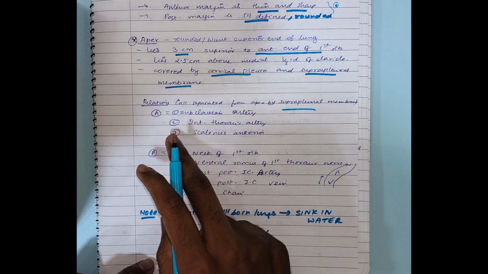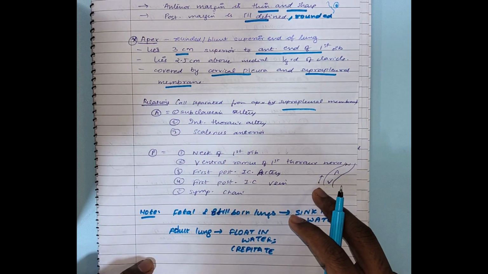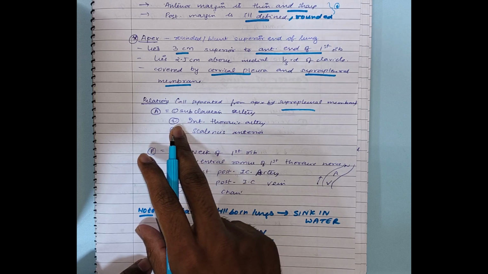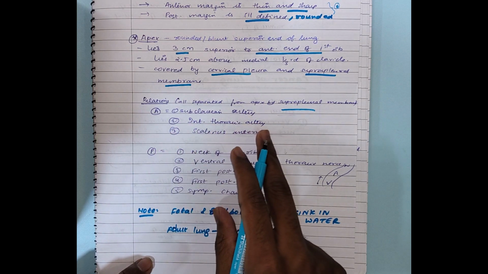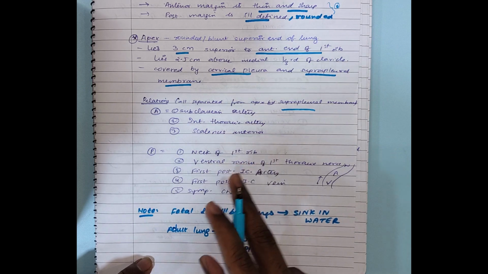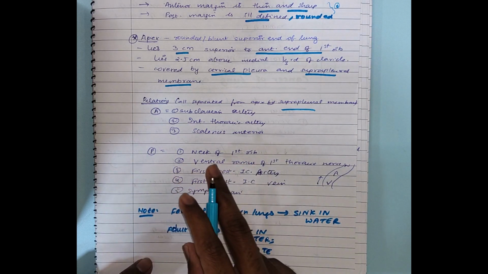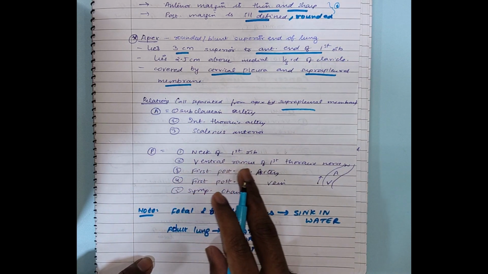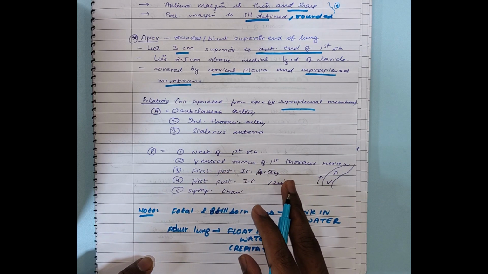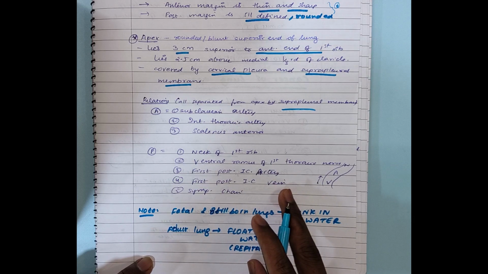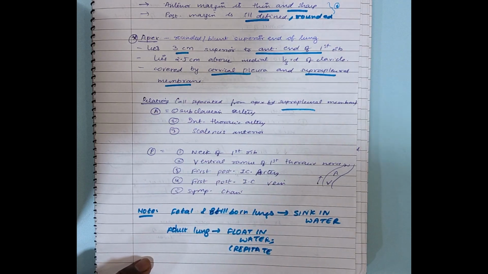Now if we talk about the relations of the anterior part of the apex of the lung, we have the subclavian artery, the internal thoracic artery, and the scalenus anterior. Now if we talk about the posterior relations, we have the neck of the first rib, ventral ramus of the first thoracic nerve, first posterior intercostal artery, first posterior intercostal vein, and the sympathetic chain.